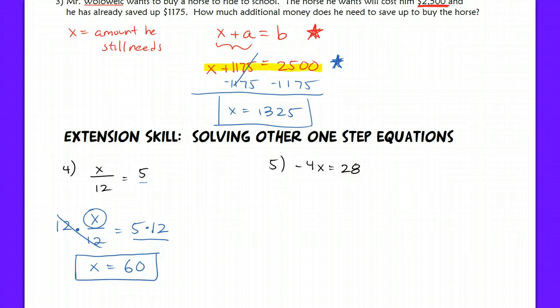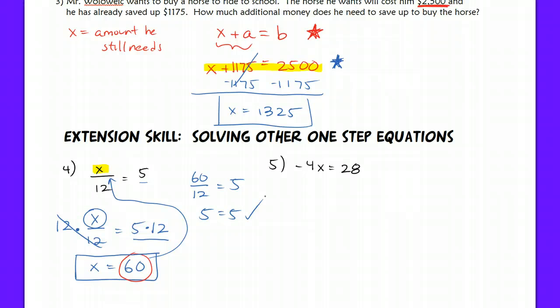Okay? Now the nice thing about these problems is that I can always check my answer. If I plug the number 60 back in for this x originally up here, so I'm just going to plug it in right here, and I check 60 divided by 12, does that equal 5? I get the same thing on both sides, and that checks off, so I know I got the right answer.